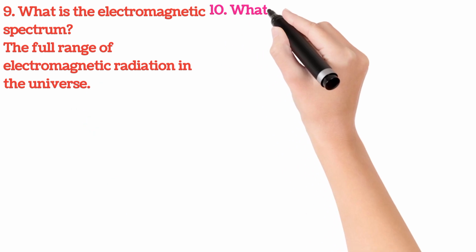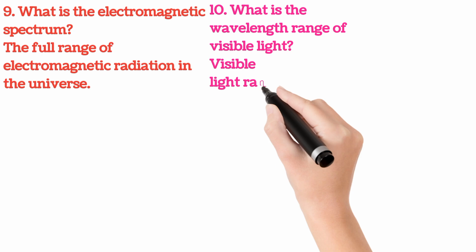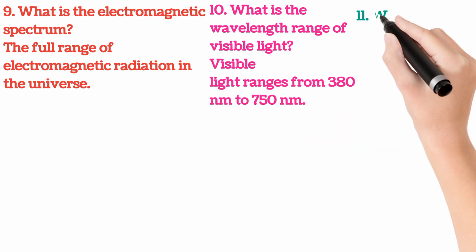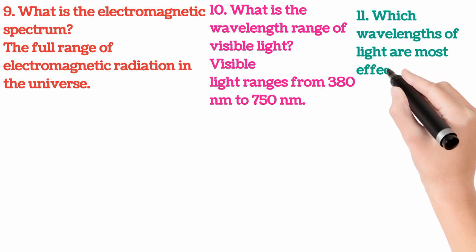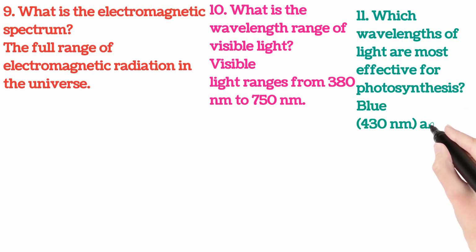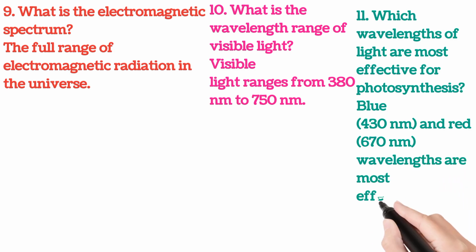10. What is the wavelength range of visible light? Visible light ranges from 380 nanometers to 750 nanometers. 11. Which wavelengths of light are most effective for photosynthesis? Blue, 430 nanometers, and red, 670 nanometers, wavelengths are most effective.